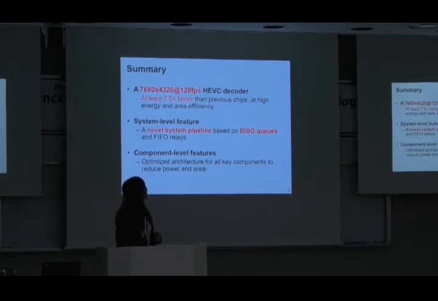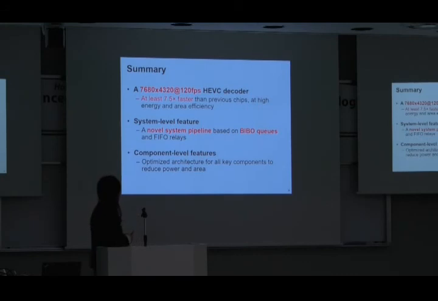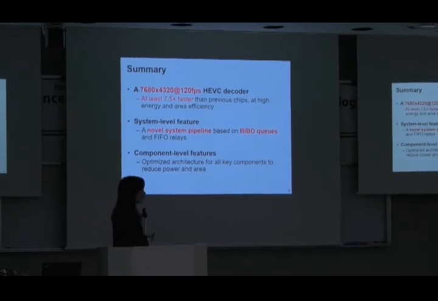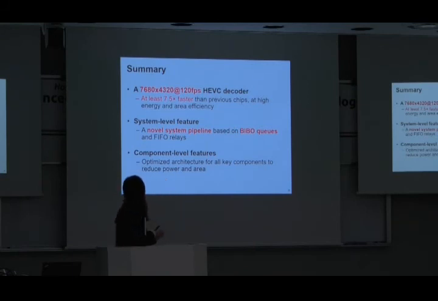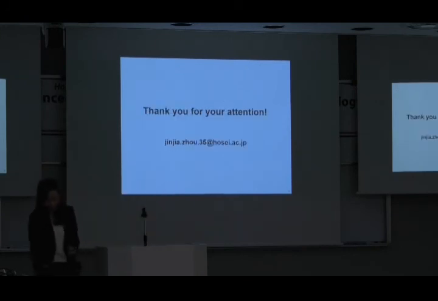Okay, finally, I give a summary. We developed an 8K by 4K at 120 frames per second HEVC decoder chip. It is at least 7.5 times faster than previous chips. And today, I only focus on the system level design. So we propose a novel system pipeline based on the BIBO and the FIFO relays. And also, we did many component level optimizations, and then we combined them together to be the final chip. Okay, thank you.